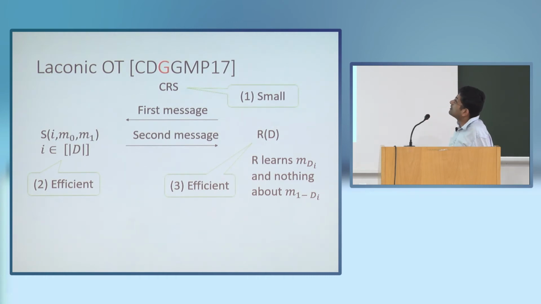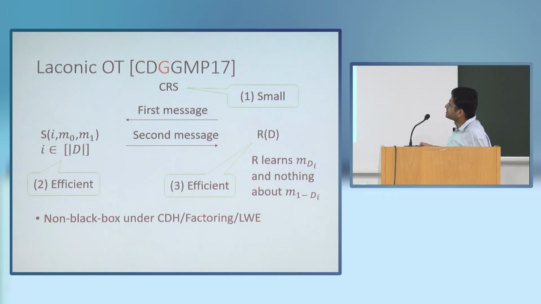Okay. So this is a primitive that we know in a non-black box way from CDH, factoring, LWE. And if you were to relax any of these requirements, we can get a black box construction. Some of them are simple. One of them is an unpublished work by someone, so I won't tell you which of them it is. Let's stick with CDH. But I'm interested in efficient constructions. I want efficient realizations of Laconic OT.